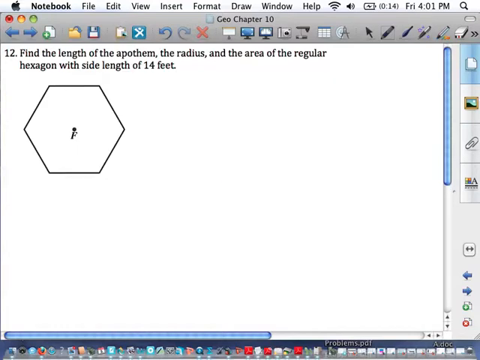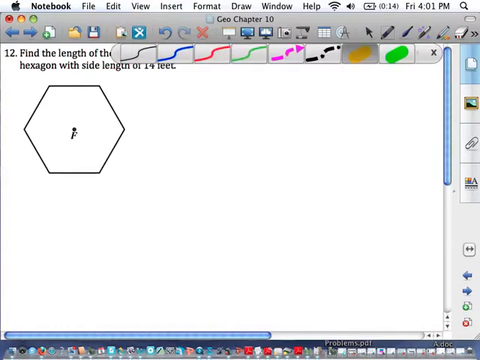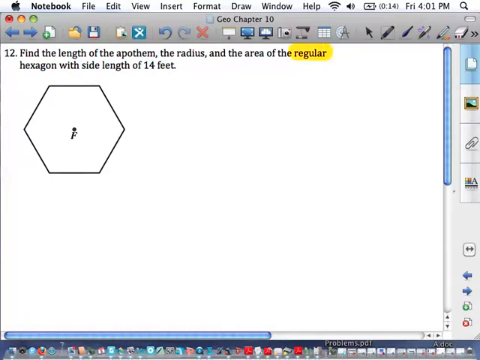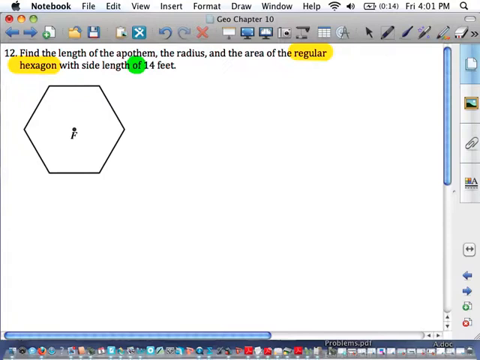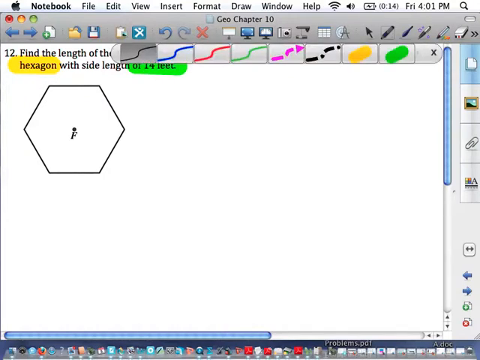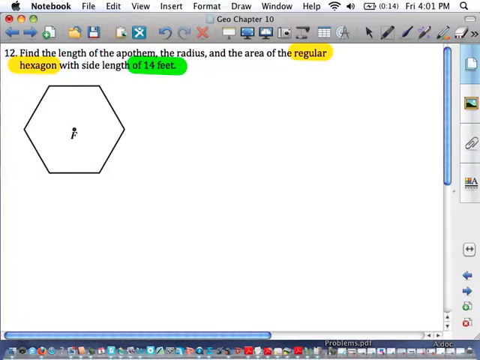Number 12, a little more difficult. Again, we're going back to that regular hexagon. We have a side length of 14 feet, and we have to find a few things. So here's the formula. Area is equal to 1/2 the apothem times the perimeter. What information do we have?